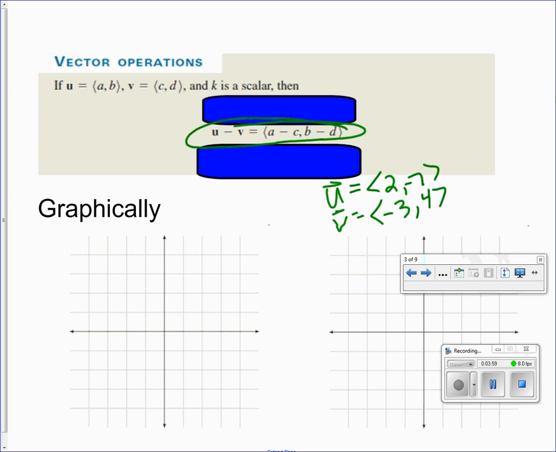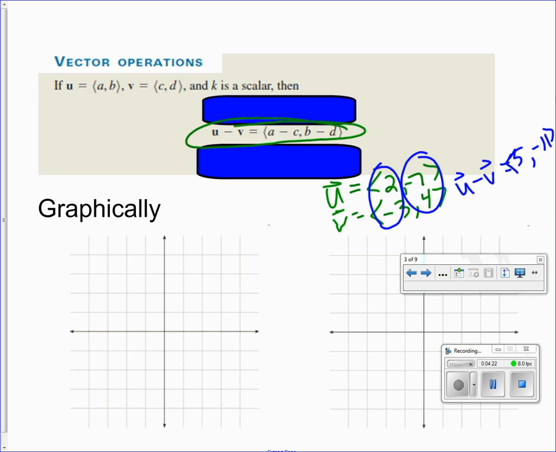All right, so now when we subtract them, we're just going to go in order. So to do u minus v, we're going to do 2 minus -3, that's positive 5. And -7 minus 4, that's -11. So the difference, u minus v, is 5, -11.